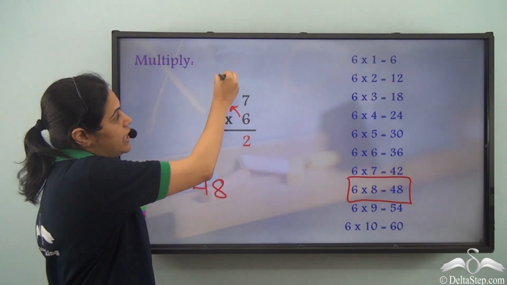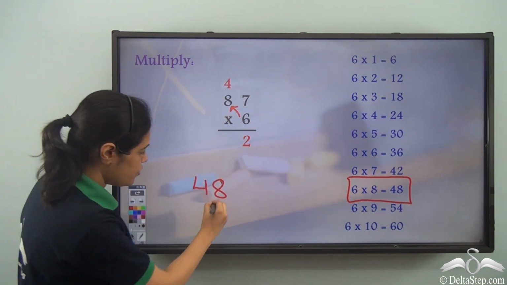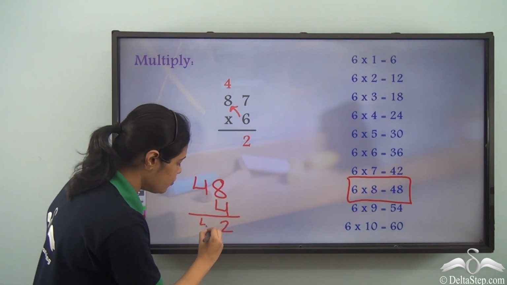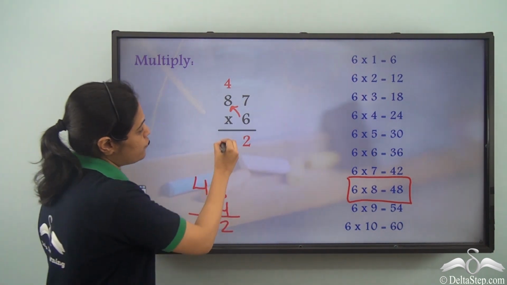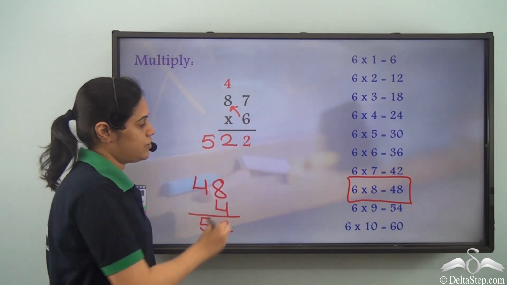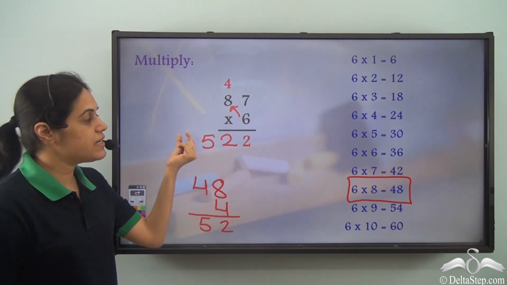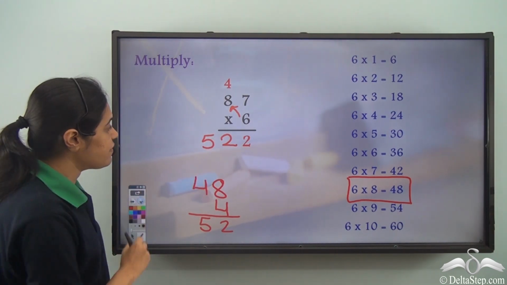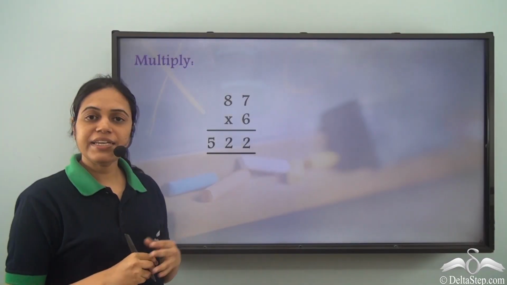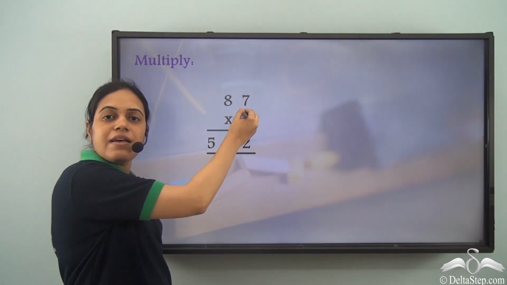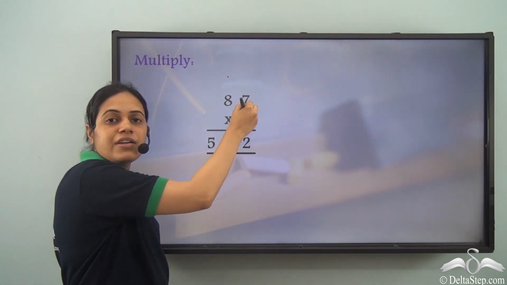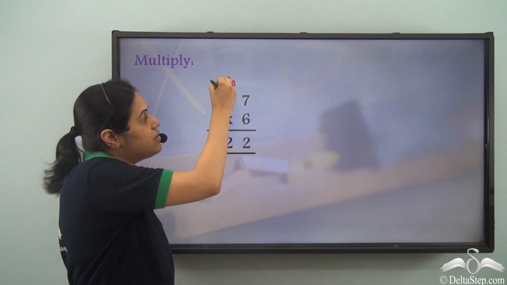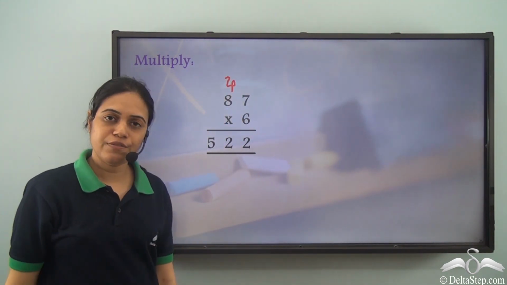And to this 48, now I add 4. So to this 48, I add 4 and I get 52. So 52. So 2 is in the tens place and 5 is in the hundreds place. So the answer is 522. How do we get the answer? 6 multiplied by 7, 2, 4 was carried, then 6 multiplied by 8, whatever was the answer, we added 4 to it and got 52.